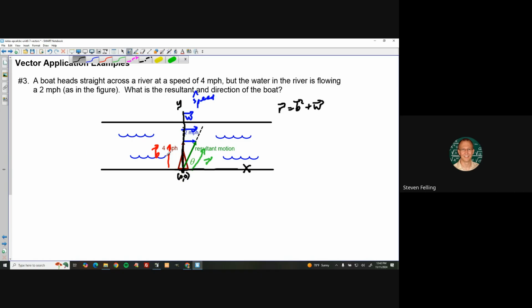So this boat, hopefully you'll agree, is moving in the positive y direction, which means its entire 4 miles per hour. Vectors are going to represent velocities here. So that means the boat vector is 4 miles per hour in the positive y direction. Okay. Now there's another way I could get that.